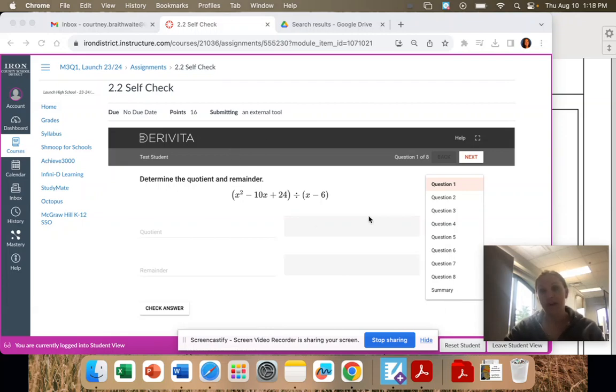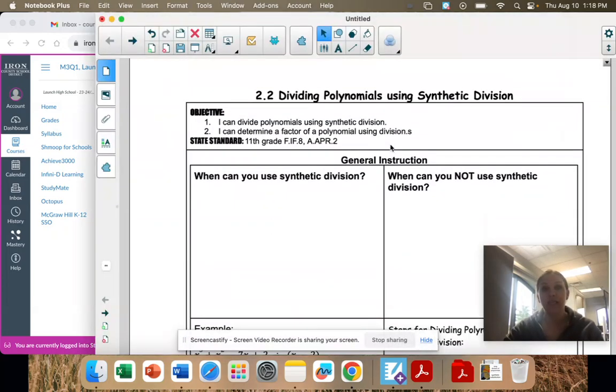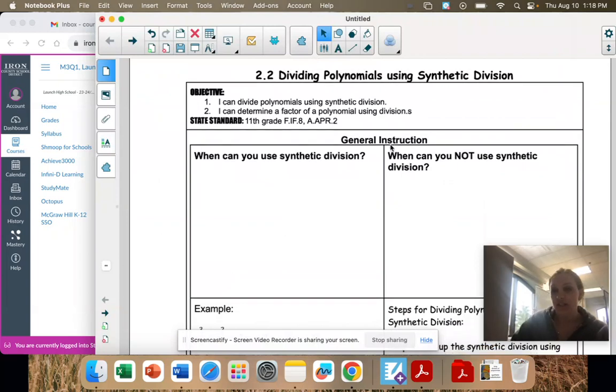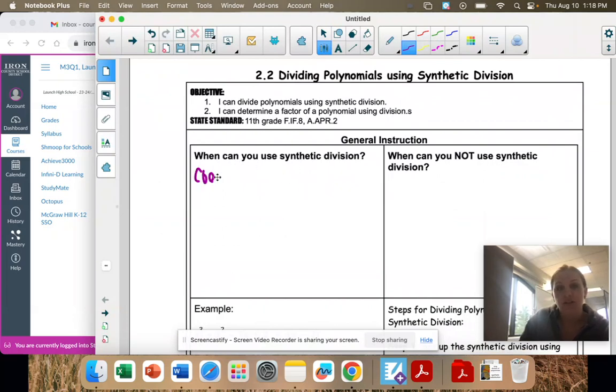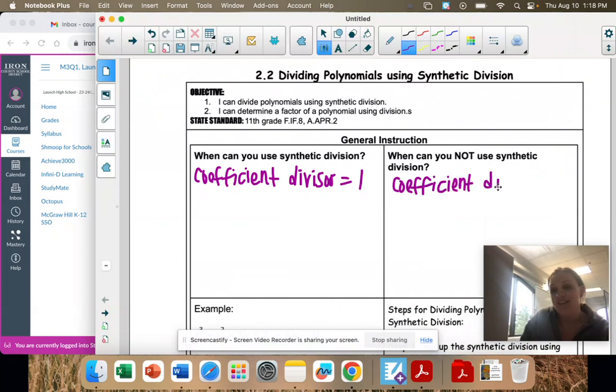So this section we're dividing still, but we're going to use synthetic division, which is an easier way, but we can only use it sometimes. So we learn long division and then we're like, if you see this, you can use synthetic. So when can you use synthetic? It's when the coefficient of the divisor equals 1. So you cannot use it when the coefficient of the divisor does not equal 1.